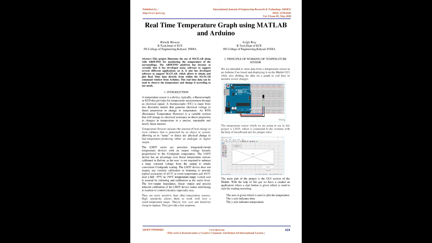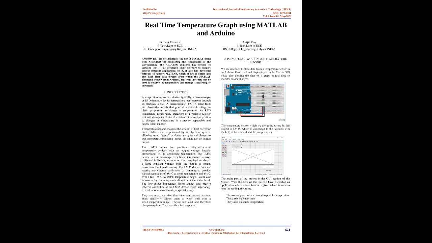Temperature sensors measure the amount of heat energy or even coldness that is generated by an object or system, allowing us to sense or detect any physical change to that temperature, producing either an analog or digital output. The LM35 series are precision integrated circuit temperature devices with an output voltage linearly proportional to the centigrade temperature. The LM35 device has an advantage over linear temperature sensors calibrated in Kelvin, as the user is not required to subtract a large constant voltage from the output to obtain convenient centigrade scaling.